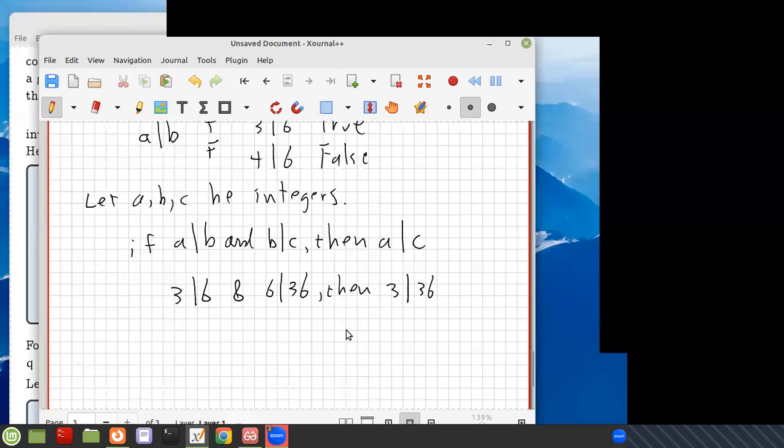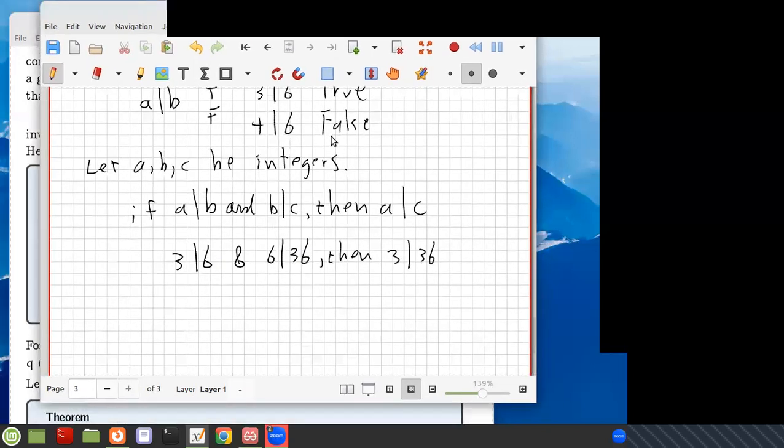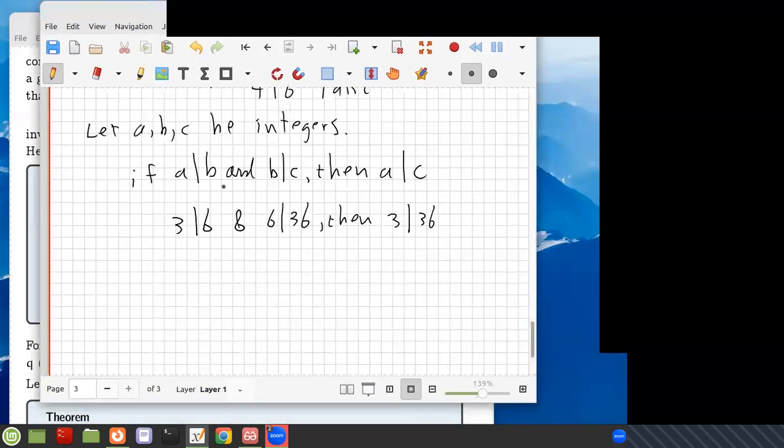Now, this is an example, and you can intuitively see that if A divides B, it's got to be a factor of B, and if B is a factor of C, then inside it's going to have A as a factor. So you can see that it's going to be true, but how do you show it's true? Well, we're going to analyze how to prove this, because a proof is a very careful, precise argument that doesn't let any loopholes get in the way.